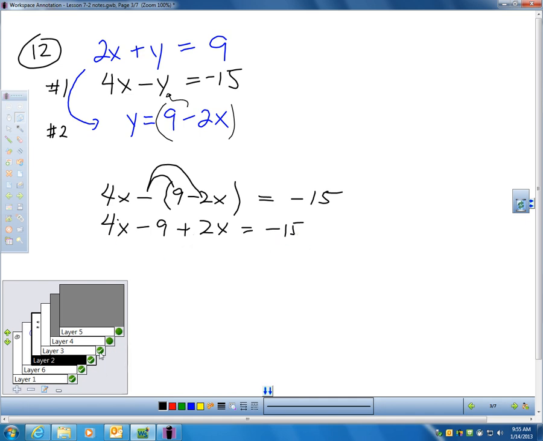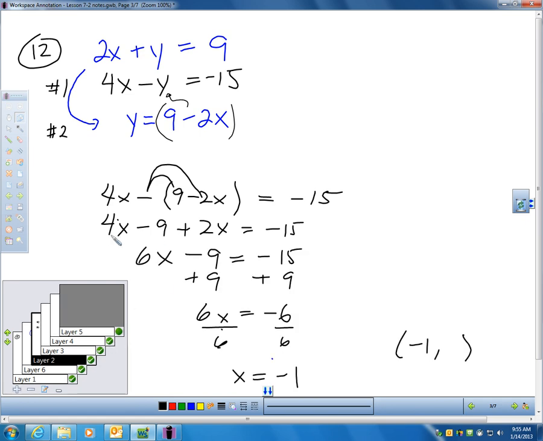So simplifying, I have 4x plus 2x is 6x, minus the 9 is negative 15. I can add 9 to each side, which gives me 6x equals negative 6. I can divide by 6 on each side, which gives me x equals negative 1. I now found out what x is, but I still got to find y. I got to figure out what y is. Very simple to do.